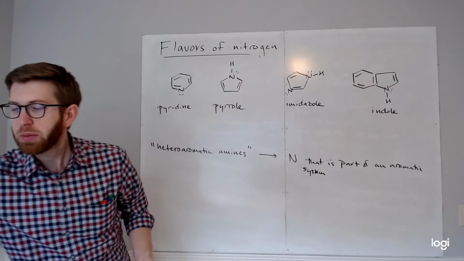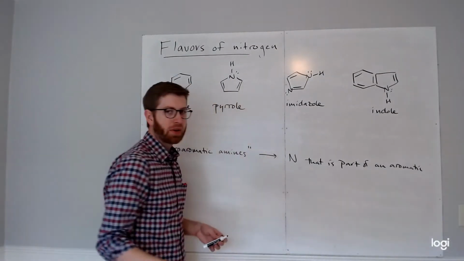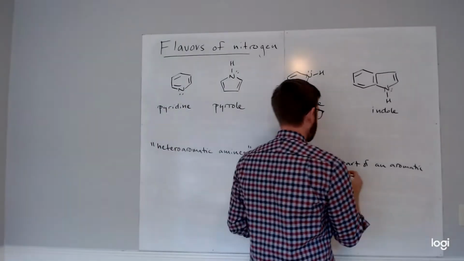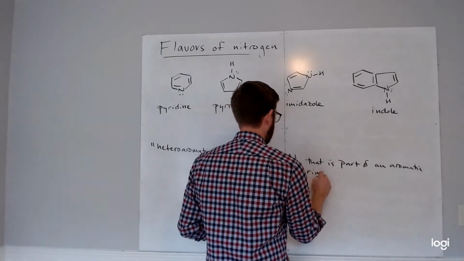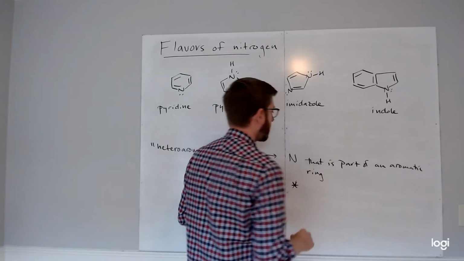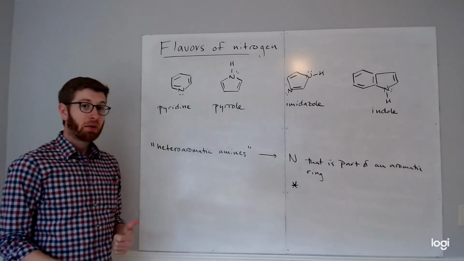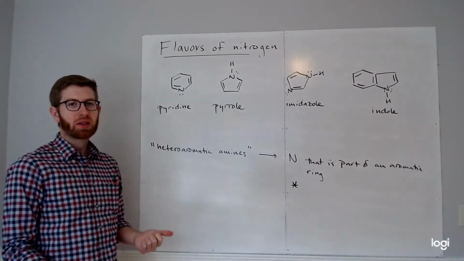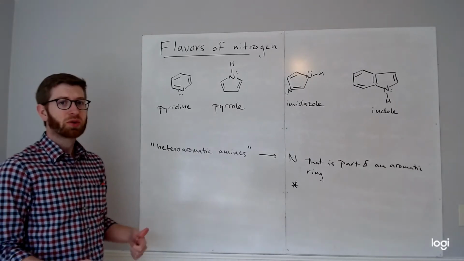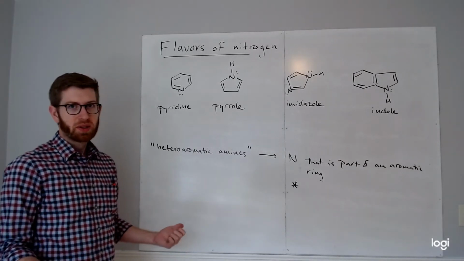Actually, let me choose my words carefully. Rather than system, I want to say ring, like I said, but didn't write. So a couple of notes here. Depending on the exact structure, the nitrogen's lone pair may be a part of the aromatic system. So you think back to Huckel's rule, the 4n+2, that kind of a system.